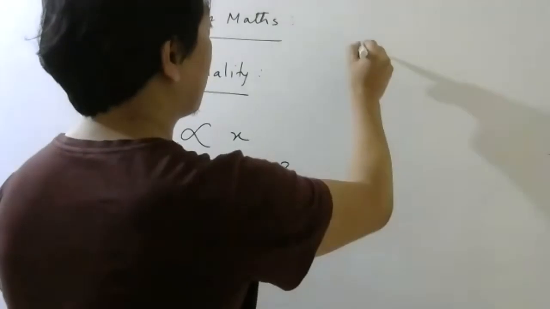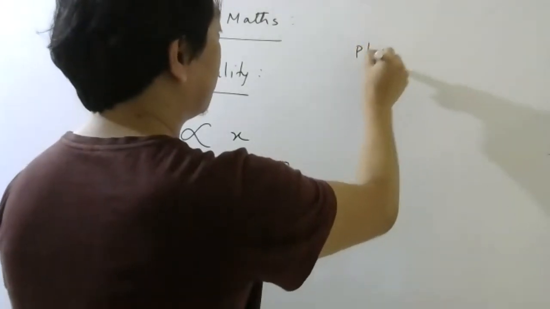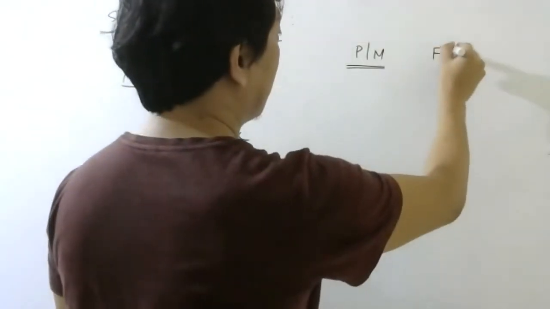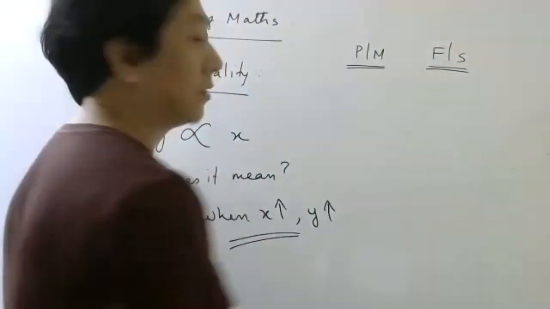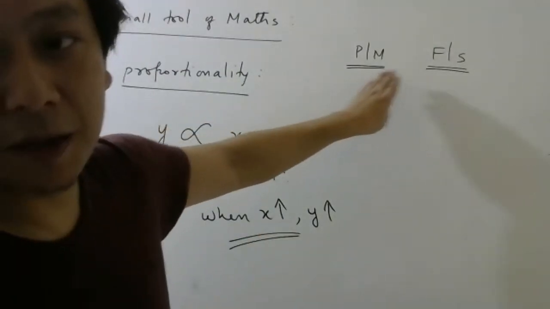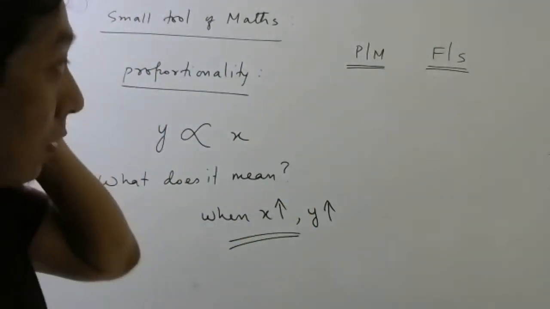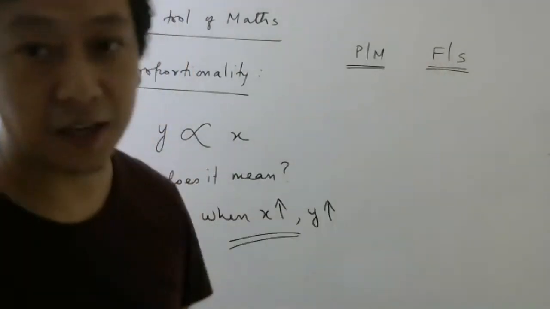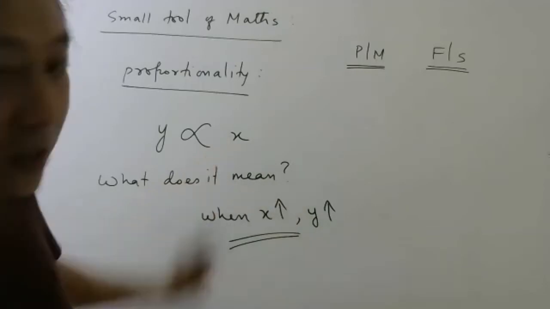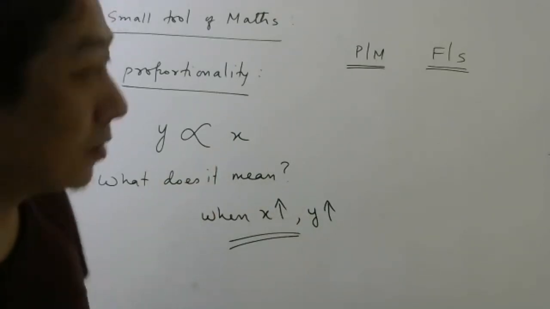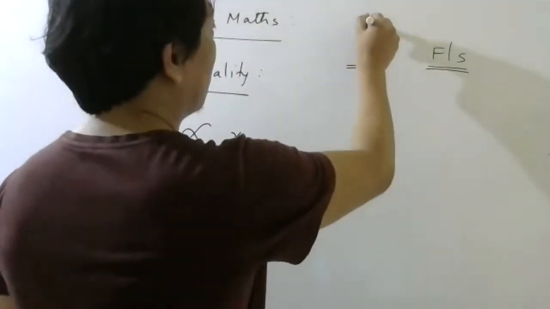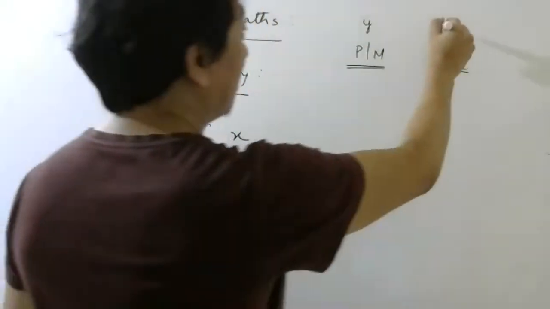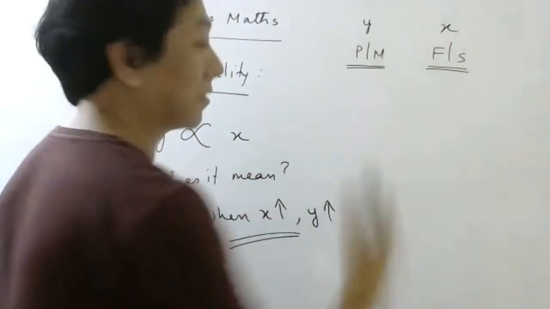Suppose this is my pocket money, and this is my father's salary. Which one depends on whom? Which one is y, which one is x? Remember, y depends on x. So this is y because pocket money depends on father's salary. So y depends on x. This is y, this is x.